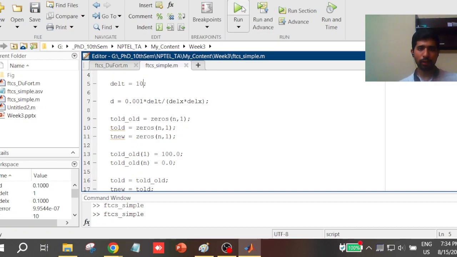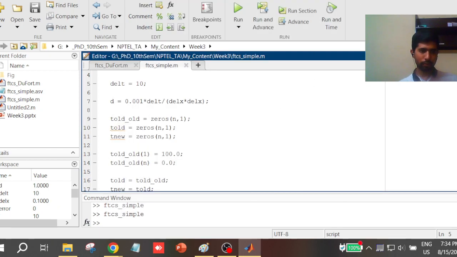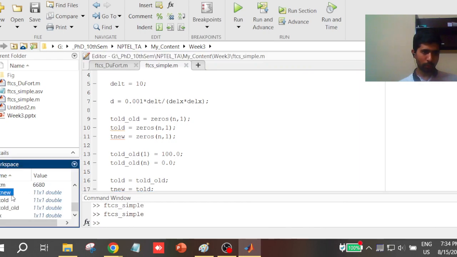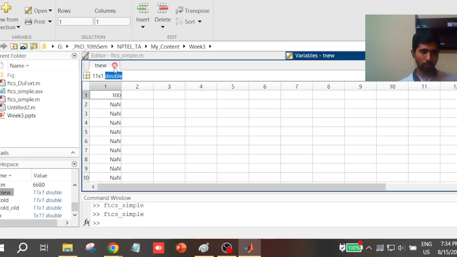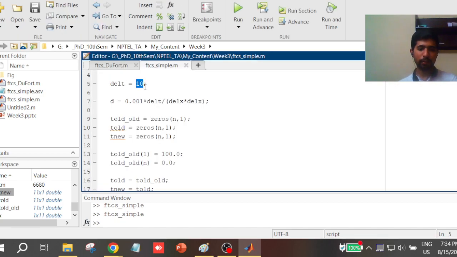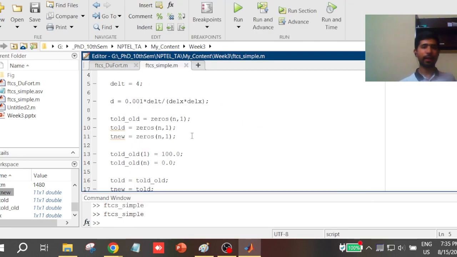Delta t is equal to 10. Oh, what happened? I don't know. T new. Huh. So you can see now when delta t is equal to 10, I got NaN, infinity, so the solution diverged actually. Let me just take delta t is equal to 6. Somewhere it is diverging. Now also it has diverged. Okay, so 4. Yeah, till 4 or 5 it was correct, and after that it has diverged when I increase the delta t.